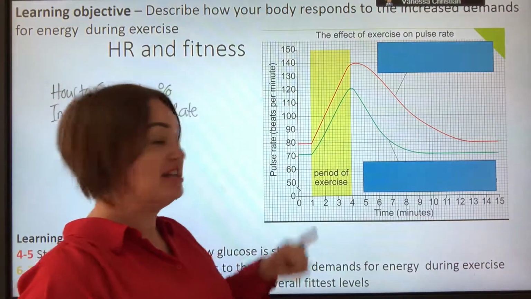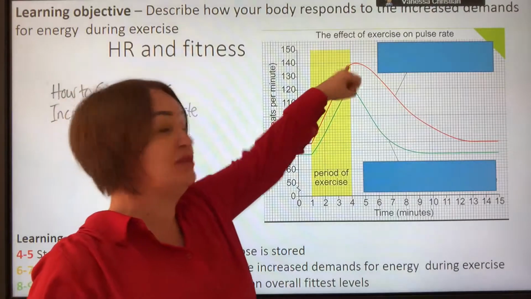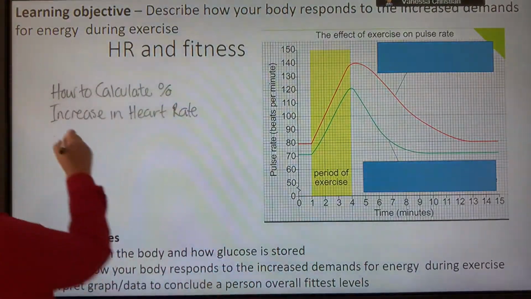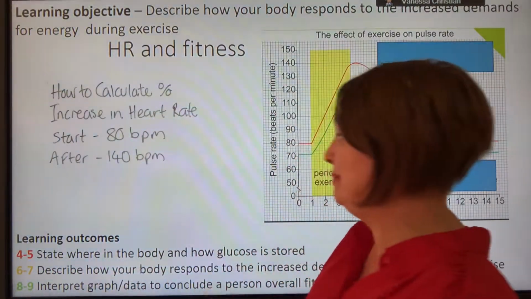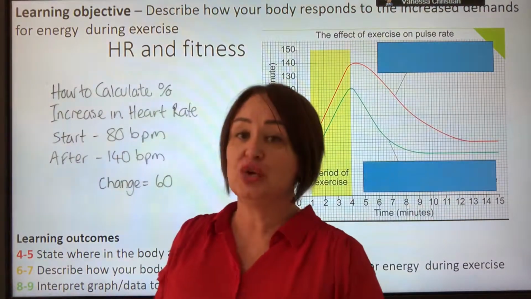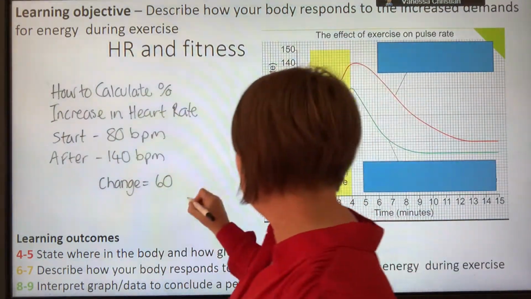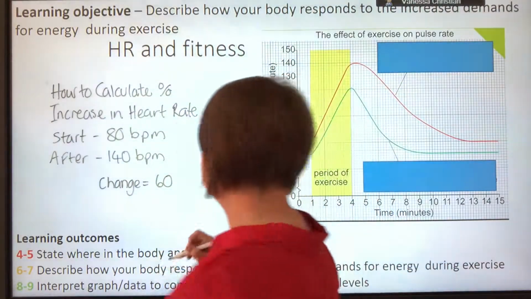We start with Mr. Red. Let's say his starting heart rate was on 80 and afterwards he was on 140. So the change is 60 beats per minute. His heart rate went up by 60. The original was 80. So what we're looking for is the change over the original times by 100.